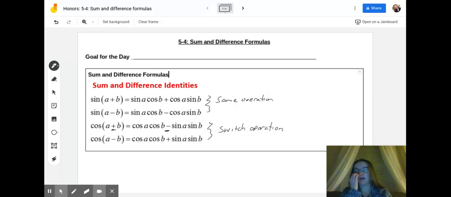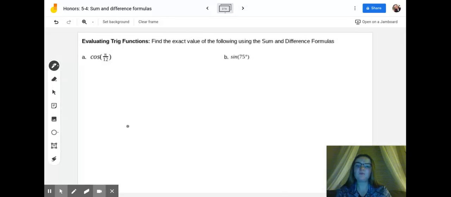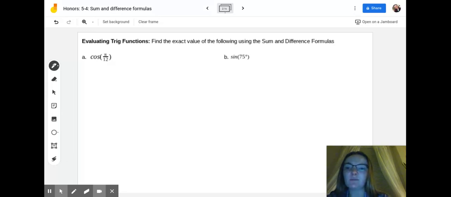We can keep that in mind. Let's go ahead and see how we can use these formulas. Sine of A plus B is equal to sine of A cosine of B plus cosine of A sine of B. Let's see how we can use these to our advantage. First one, I want to find the exact value using sum and difference formulas. Cosine of pi over 12 is tricky because I don't know cosine of pi over 12. Is there a way for me to write pi over 12 as a sum or difference?